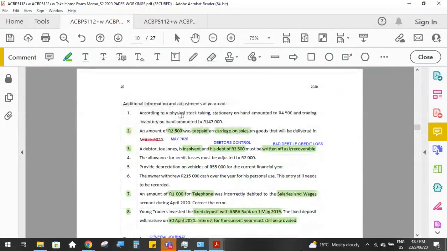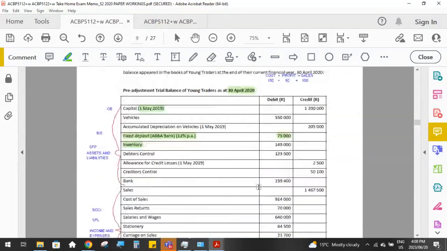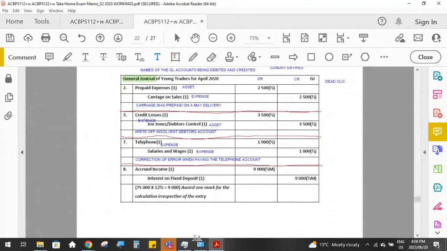Always double check your dates. 1st of May 2019, which would have been the first day of this financial year, because this financial year would have started on the 1st of May 2019 and it would end on the 30th of April. And then our new financial year will start on the 1st of May 2020 and run through till the 30th of April 2021. Okay. So 75,000 at 12%, and we must go and record that interest earned.